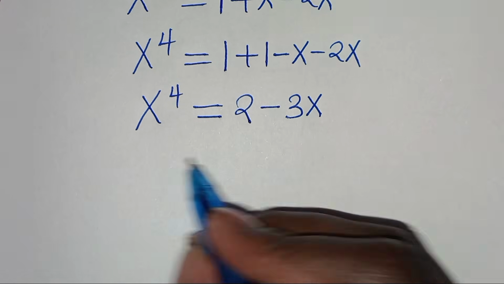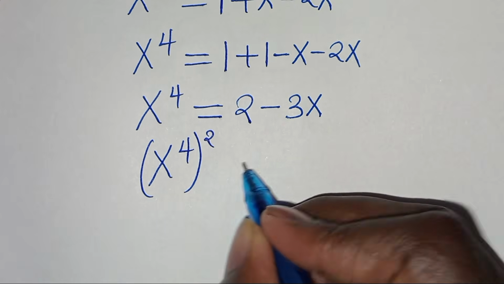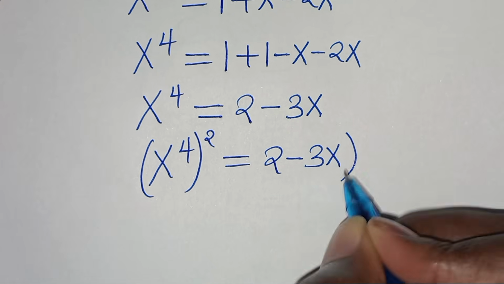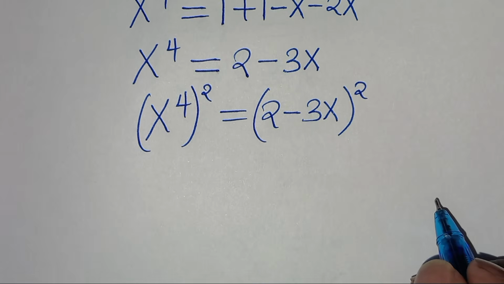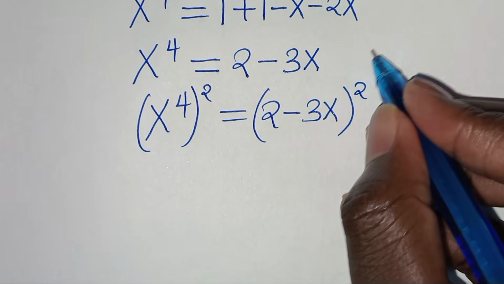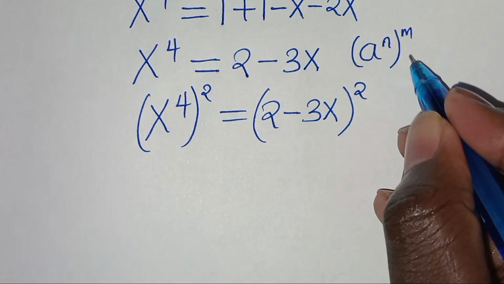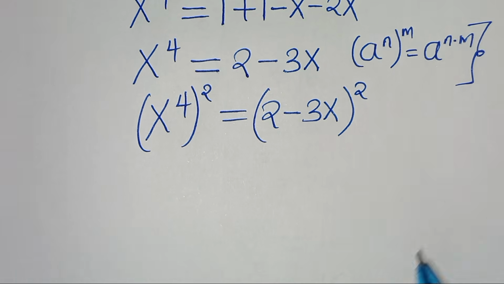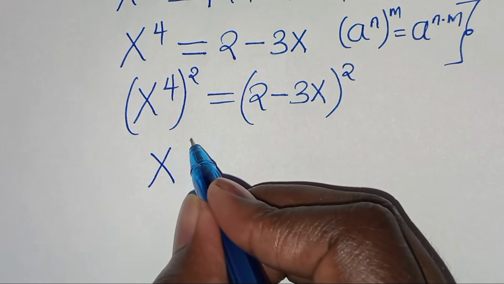Now, the next step is again, let's expand. Let's raise both sides to the power of 2. So this is (2 minus 3x) raised to the power of 2. And this is x to the power of 4 raised to the power of 2. Remember, this is in the form of a to the power of n raised to the power of m, which can be expressed as a to the power of n times m. So this is x to the power of 8.